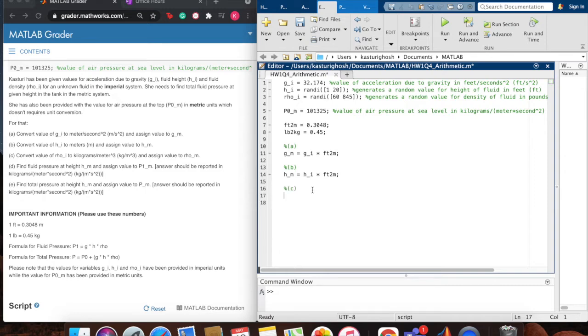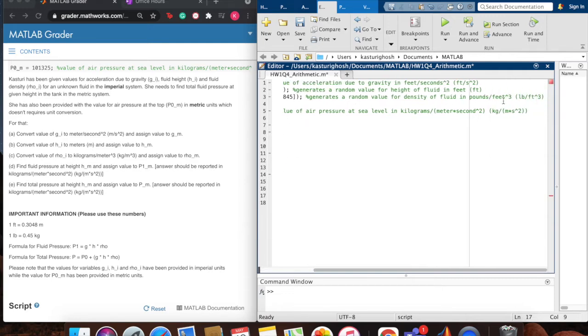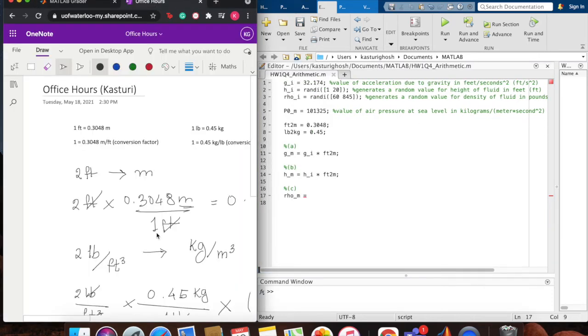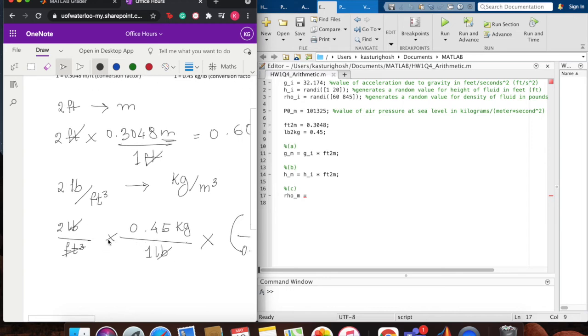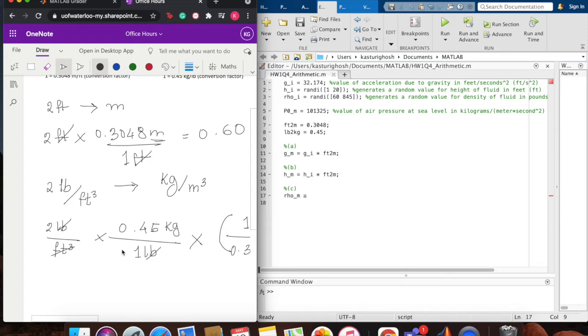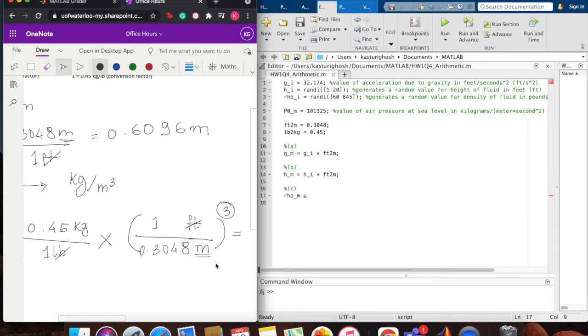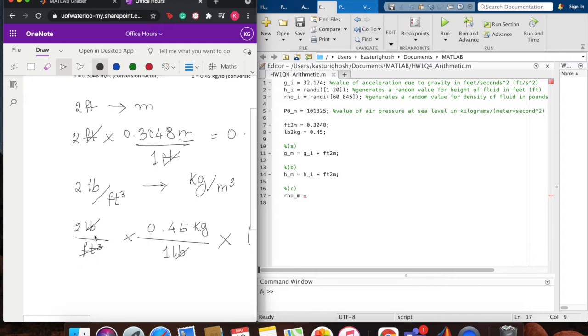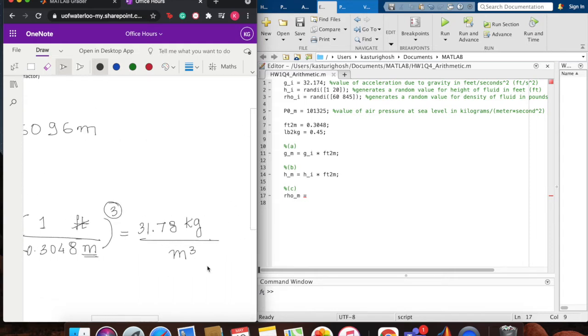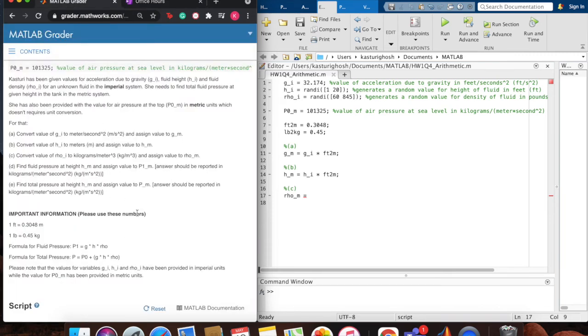Coming to part C. So here I need to assign a value to the variable called rho m. So I'm going to write that down. I'm going to write rho m and put the equal to sign. What is the value of rho i? Rho i is in pounds per feet cube. So if you remember, what we did here was we first multiplied it by the conversion factor to convert pounds to kgs, which was 0.45, and then we divided it by the factor which is used to convert feet to meters, and we cubed it because the denominator is a feet cube and I need the answer in per meter cube, right? So that's the exact same thing we're going to do here too.